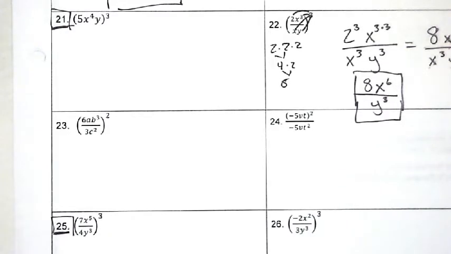The coefficient, you distribute that 3 to everything, right? So you distribute it to the 5, the x, and the y, right? Well, if I distribute it to the coefficient, that's 5 to the power of 3, which is 5 times 5 times 5. That's all exponents is. Exponents just tells you how many times you are multiplying that certain thing.